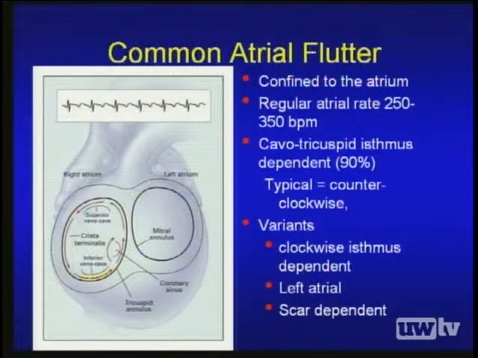and classic flutter is dependent upon something that we call the caval tricuspid isthmus. And it is an area of tissue that is located between the tricuspid valve annulus, the inferior vena cava, and the typical propagating wavefront is counterclockwise, has to go through this area of tissue. And that's what makes it amenable to catheter ablation, as I'll show you when we talk about the management of the rhythm. There are variants, however. For instance, it can go the other way, be clockwise in orientation, or it's not isthmus dependent at all and is propagating around the superior vena cava or in the left atrium or around a scar.